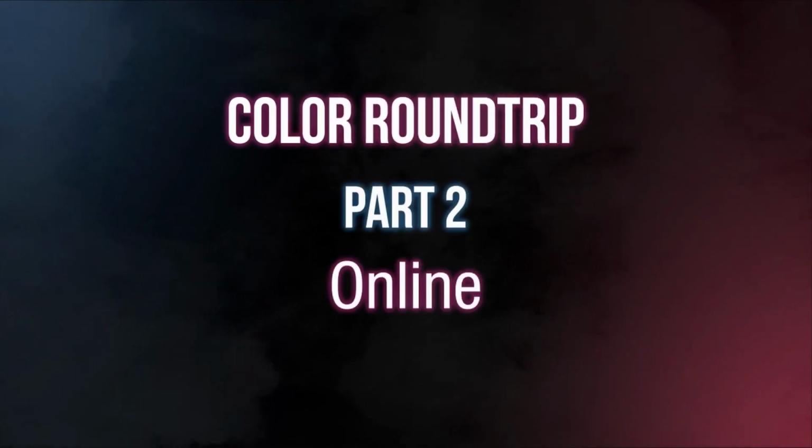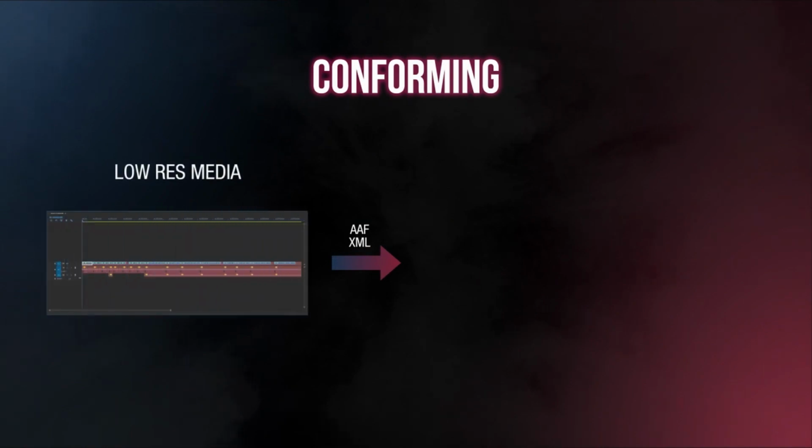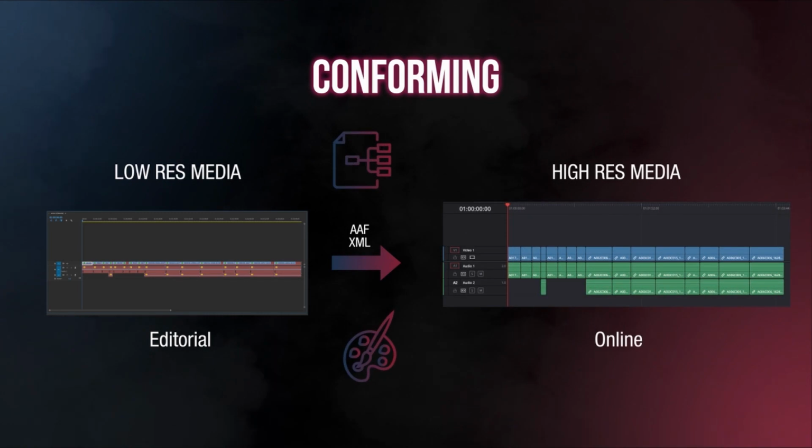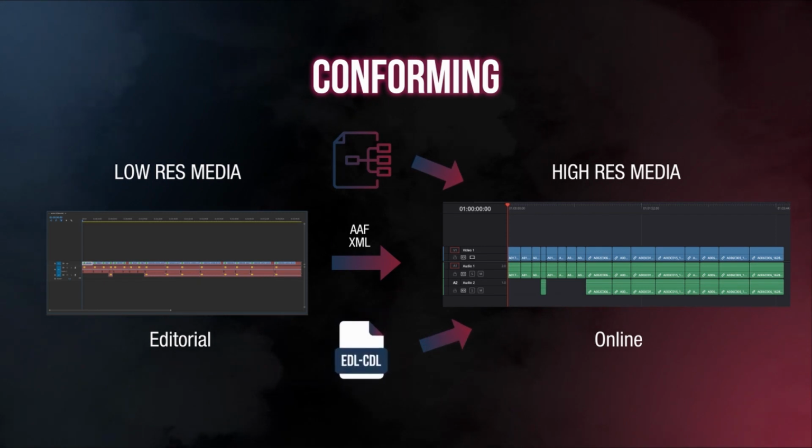After editing, now it's time to conform our picture log coming from editorial using AAF or XML files, and link our editorial timeline with our high-res files, and join them with the metadata and the color information we set during the Dailies process. This metadata comes from editorial in the form of an EDL CDL, and we should also use the CSV we originally exported.